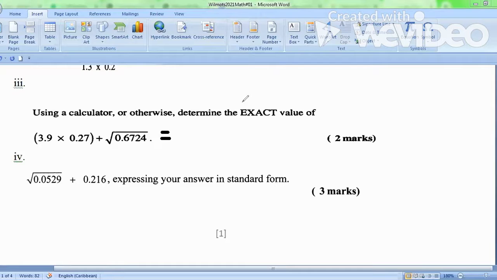So 3.9 times 0.27 is going to equal 1.053. And the reason why I have 3 numbers behind the decimal point is because when you look at 3.9 and 0.27, there are 3 digits behind the decimal point. And then with the next one, it will be 0.82. Correct. And when you add those together, you get 1.873.